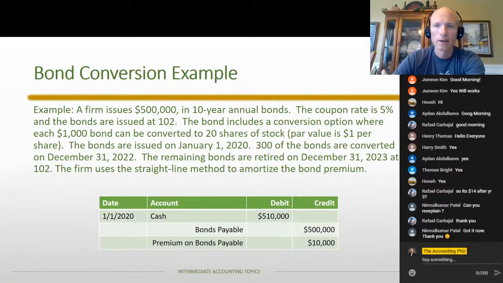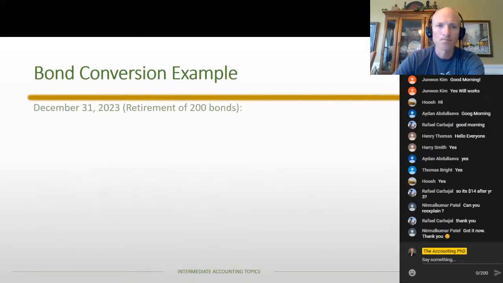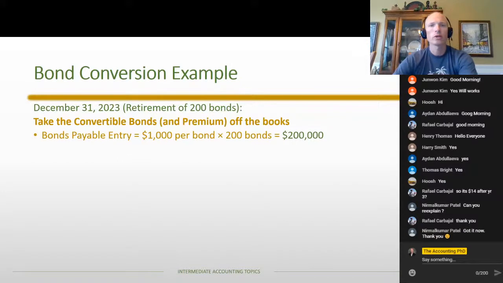It says that on December 31st, 2023, the remaining bonds are retired at 102. It's really important that we understand that there was a price that was paid, and that price was 102% of the par value. So we're going to take that information and think about how to do this retirement. First of all, we have to take the convertible bonds and any associated premium off the books. With the bonds payable entry, the par value per bond is $1,000. We apply it to the remaining 200 bonds, which means the entry to the bonds payable account is going to be $200,000.